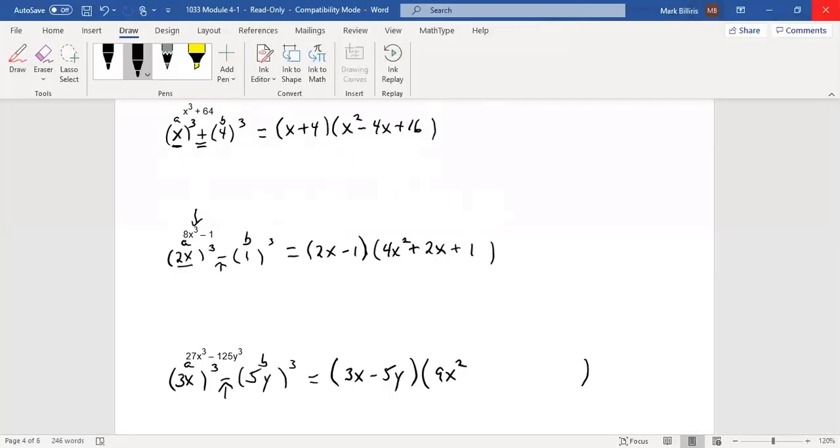My middle sign is always opposite of what I started with. Since I started with subtraction, this is going to be addition. And that term is found by multiplying A times B. So when I multiply 3x times 5y, that gives me 15xy. Again, following the pattern, this is always plus because I'm multiplying a value times itself. So I'm going to take the b, which is 5y, and multiply it times itself. So 5y times 5y is 25y squared. So all the sum and difference of cubes is following that pattern.